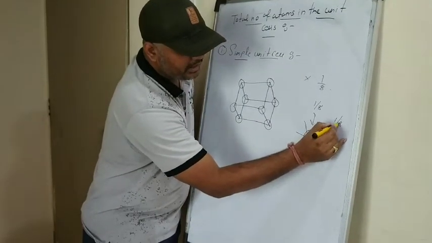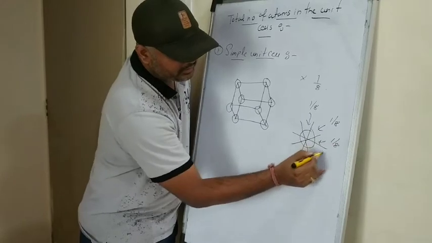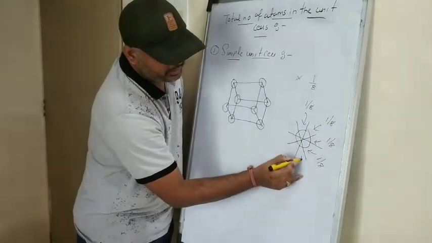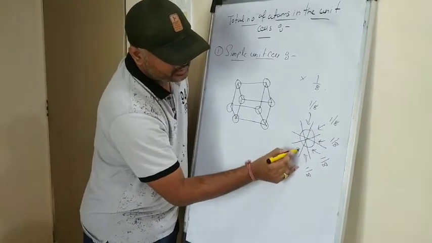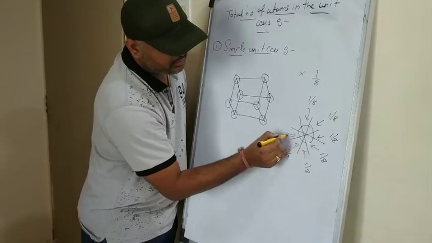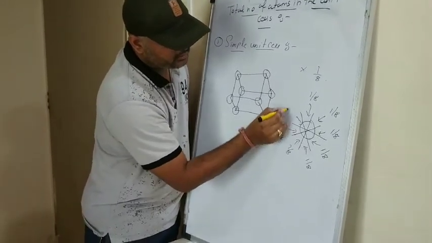This is 1 by 8. This is 1 by 8. This is shared by 1 by 8. This is 1 by 8. This is also 1 by 8. This is also 1 by 8 and this is also 1 by 8.